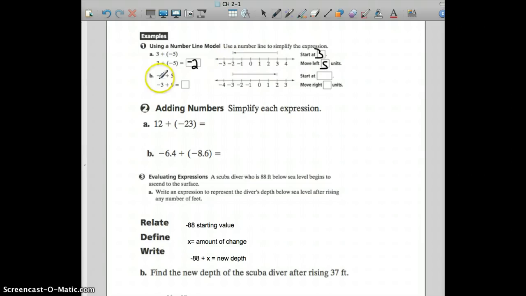In our second example, we start at the -3 here, and we're going to move to the right 5 units. So we start at -3, and we move 5 units to the right, with our result being 2.